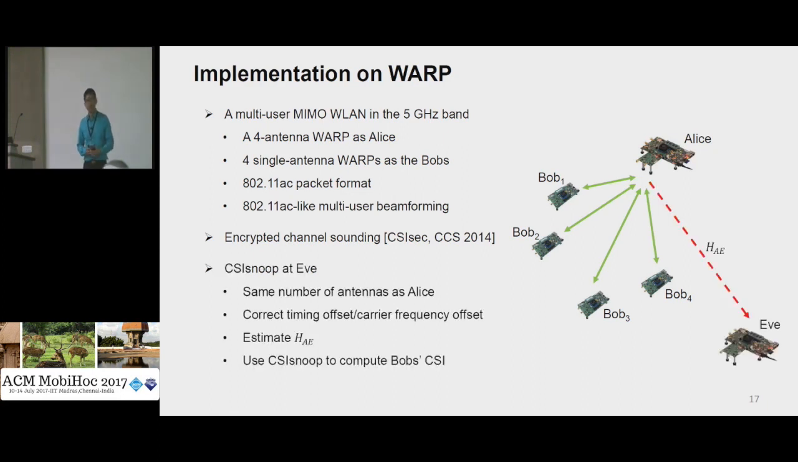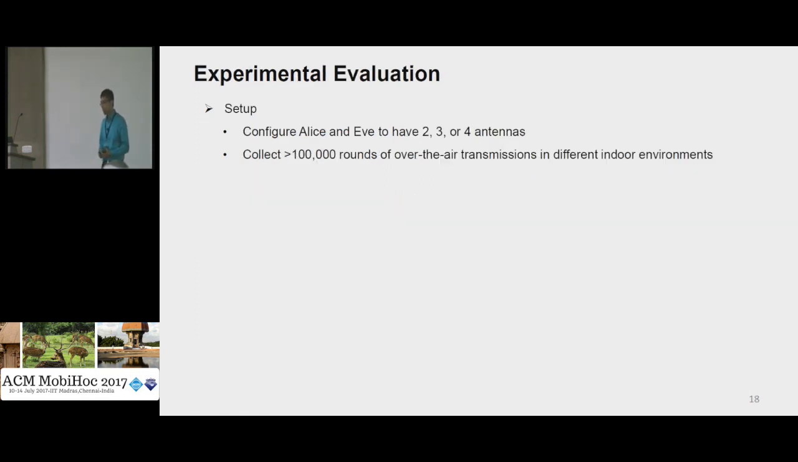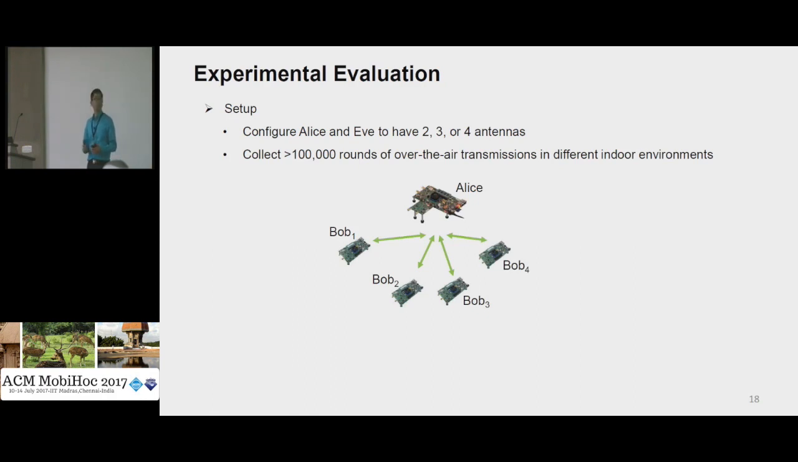And finally, for the malicious Eve and the CSIsnoop framework, Eve always has the same number of antennas as Alice, and whenever it overhears the signals transmitted by Alice, it first tracks the timing and frequency offset, estimates her channel HAE, and finally uses the CSIsnoop framework to compute the CSI of any Bob. During the experiment, we configured Alice and Eve to have 2, 3, and 4 antennas. In total, we collected over 100,000 rounds of over-the-air transmissions in different indoor environments. For each round, we first ask Alice to do explicit channel sounding to measure the CSI of different Bobs, and then we ask Alice to do multiple incoming transmissions, while at the same time Eve overhears these transmissions and uses CSIsnoop to compute the CSI of different Bobs.